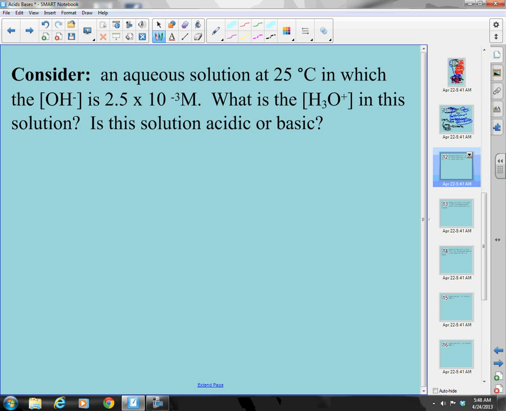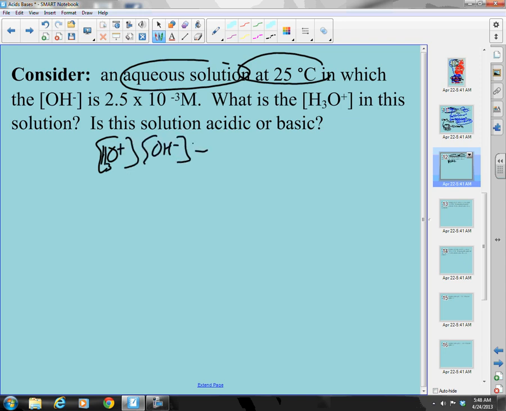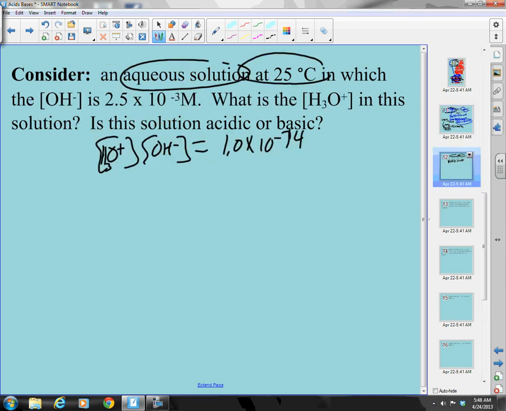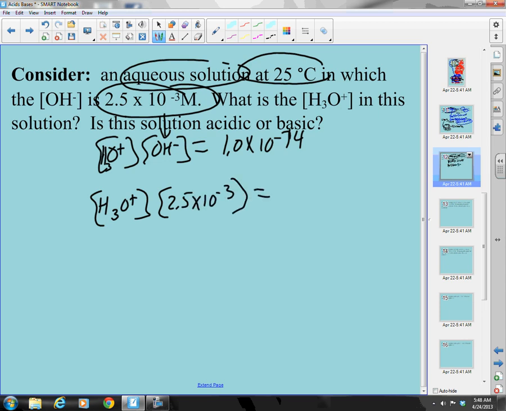Same idea, right? We have an aqueous solution at 25C. That means hydronium concentration times hydroxide concentration equals 1.0 times 10 to the minus 14th. I have a hydroxide concentration, so I want to substitute here. So hydronium concentration times 2.5 times 10 to the minus 3rd equals 1.0 times 10 to the minus 14th.